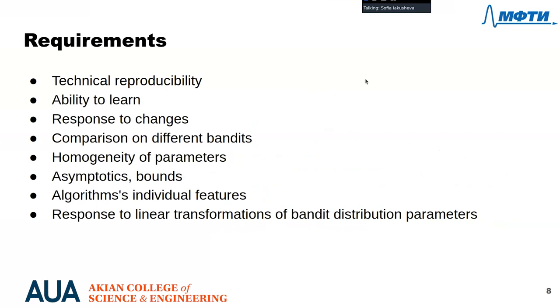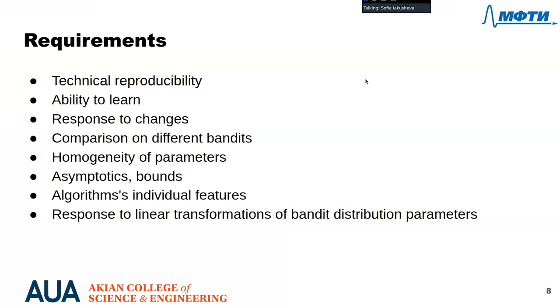We formulate some requirements for recommender systems in general. You can see all these requirements. It's technical reproducibility, ability to learn, response to changes, comparison on different models, homogeneity of parameters, some asymptotics, individual features of algorithms, and the response to linear transformations of distribution parameters.